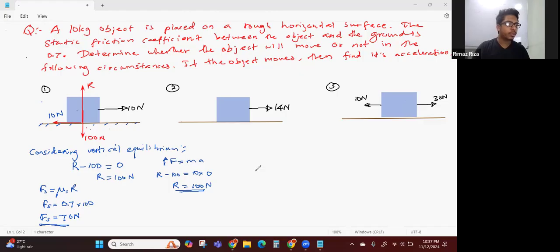Okay, so similarly you can do the second one and third one. In the second one, no need to find the Fs. Once you have found the Fs, that's enough. It's the maximum value. So for the second question, again R will be equal to 100, right? The applied force is 14 Newton. Therefore, if you want to make this move, you have to apply a force greater than 70 Newton, because the maximum friction force is 70 Newton. Here you had to state whether the object will move or not. So here the object will not move.